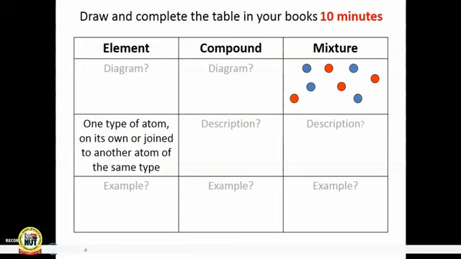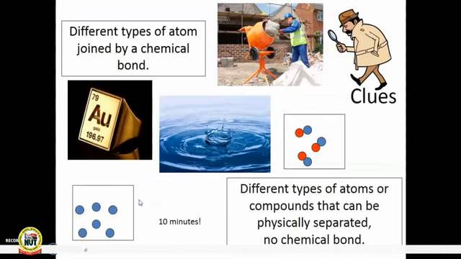How will you go about it? Now you can see that here, what diagram is going to depict element? What diagram is going to depict compound? And as you can see, this diagram has depicted mixture already. One type of atom on its own or joined together, will it be a compound or an atom? Describe it. The same thing with this. Okay? Now, different types of atoms joined by a chemical bond. This gives you what? A compound.